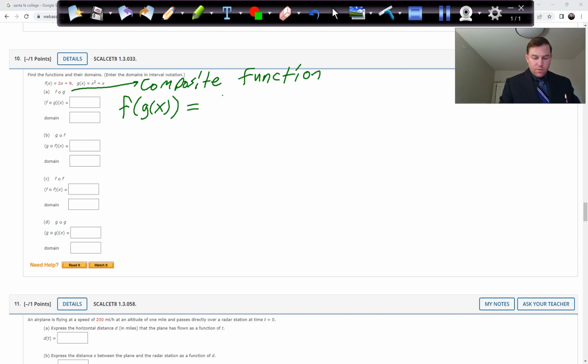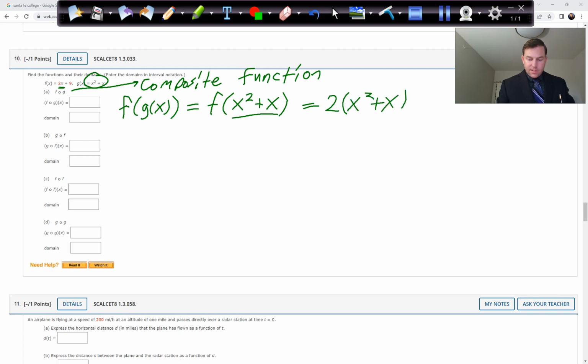So we're going to take the x value of x and replace it with all of g. So we're going to take x squared plus x, the g function, and place it into the f function. Now the f function says double the x value, but the x value now is replaced with all of this. So we're doubling all of that, and then we're adding 9 to it, plus 9.